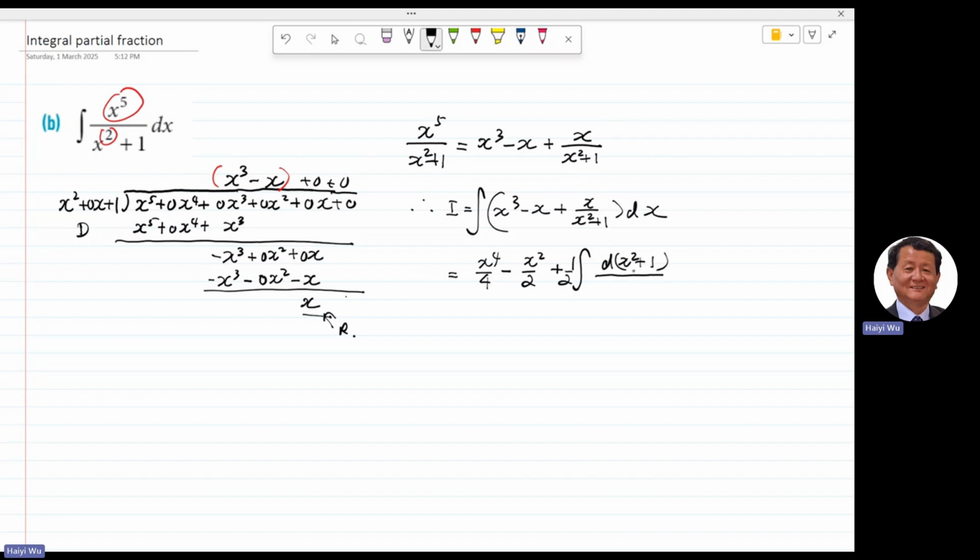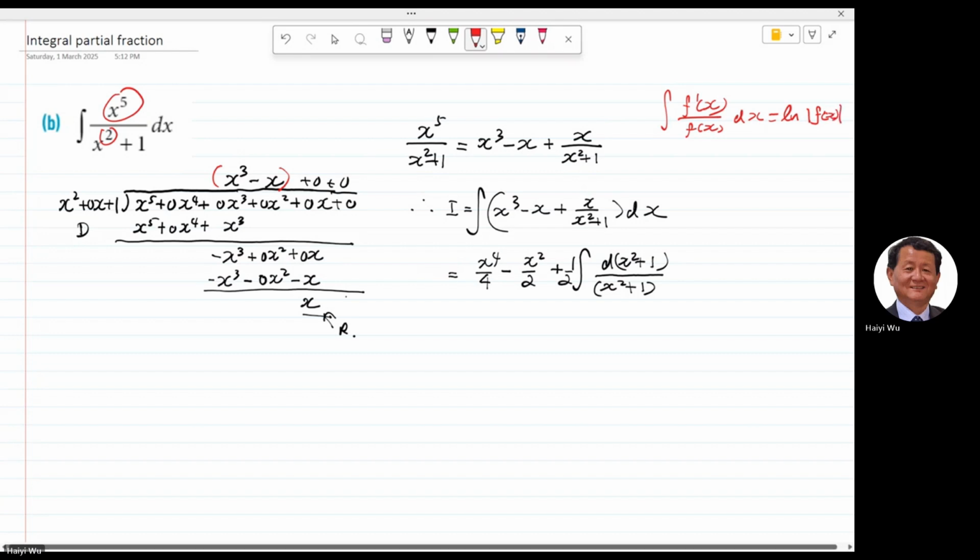So we recall this formula here. I'm going to use the integration of f dash x divided by f x dx is log f x plus c.